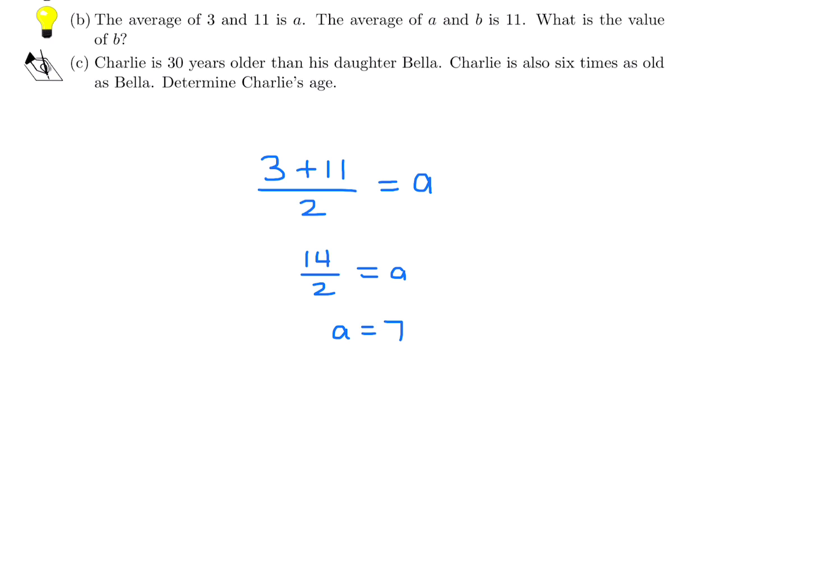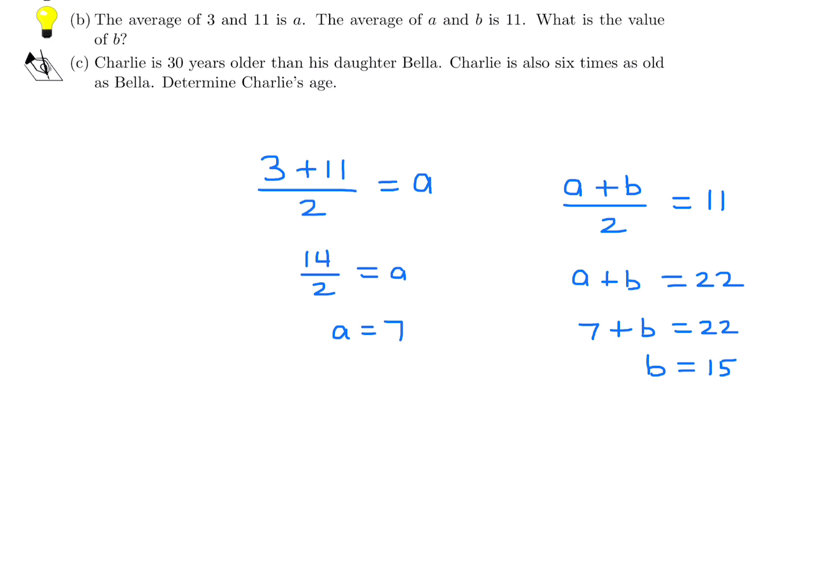Now they tell me that the average of a and b is 11. So a plus b divided by 2 is 11. That means a plus b is 22. Well, a we just figured out was 7, so 7 plus b is 22, and therefore b is equal to 15. And that is what they wanted us to figure out, the value for b.